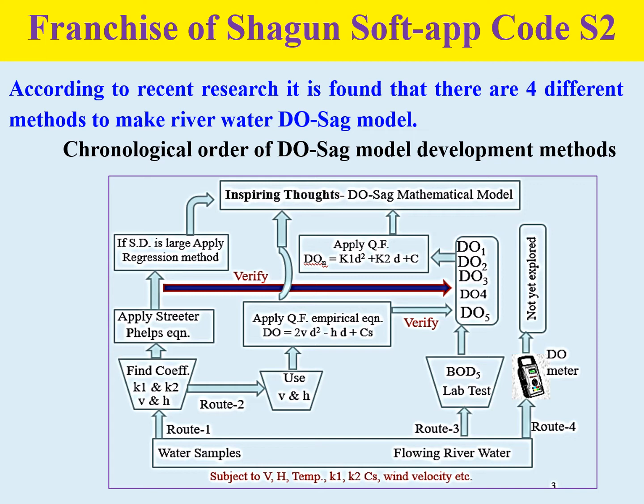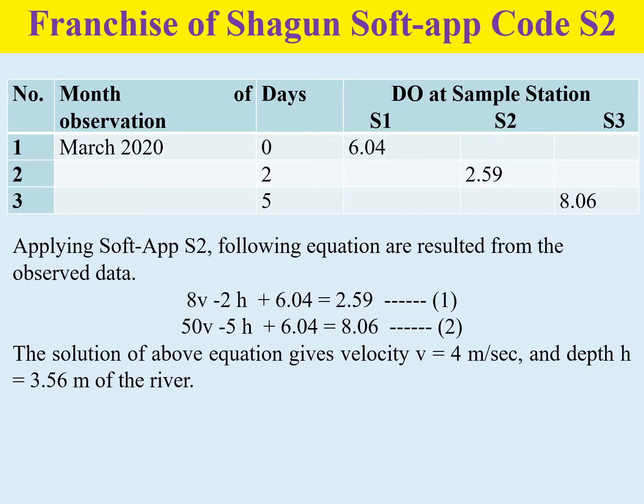Applying Soft-App S2, equations shown on the screen are resulted from the observed data. The solution of these equations gives velocity V is equal to 4 meters per second and depth H is equal to 3.56 meters of the river. It is apparent that determination of river velocity and depth has become a simple task by using Soft-App code S2. The figure on the computer screen shows different methods to make DO-SAG mathematical model.